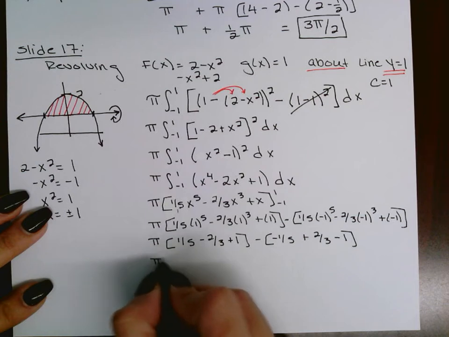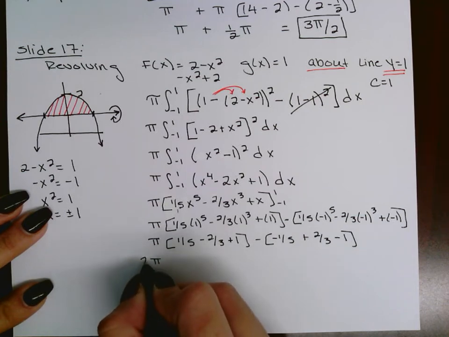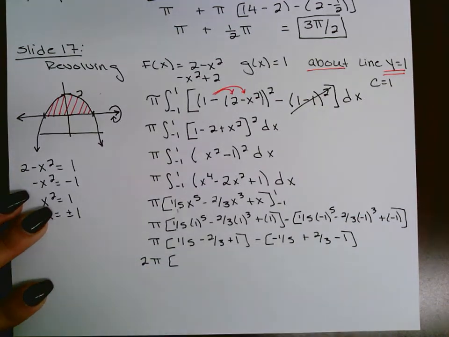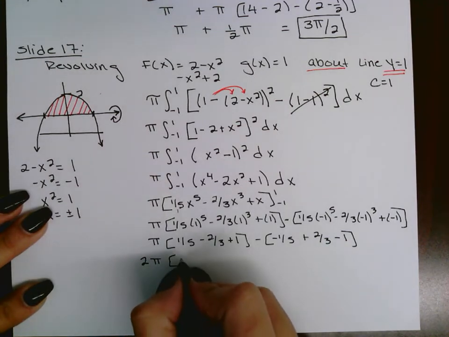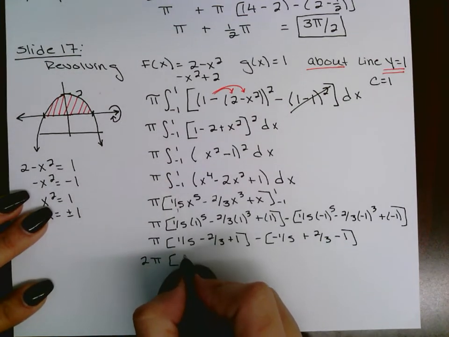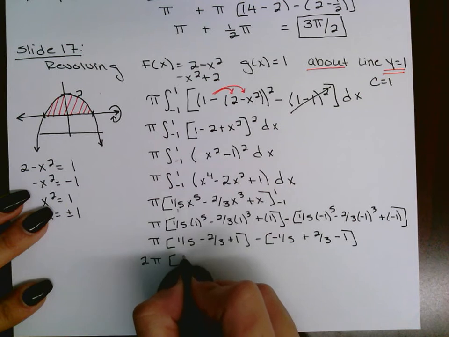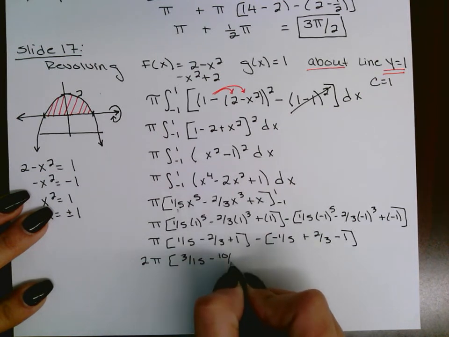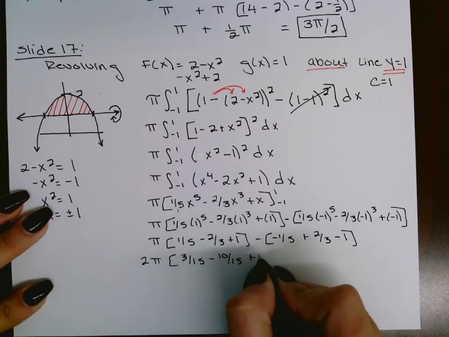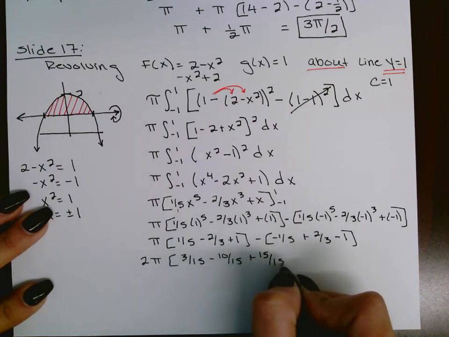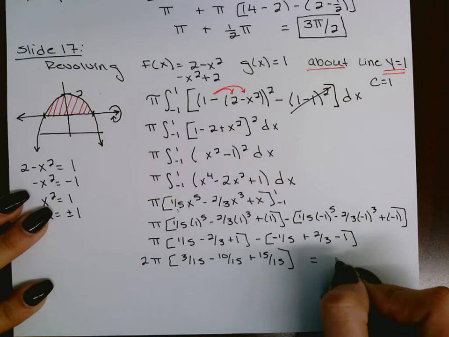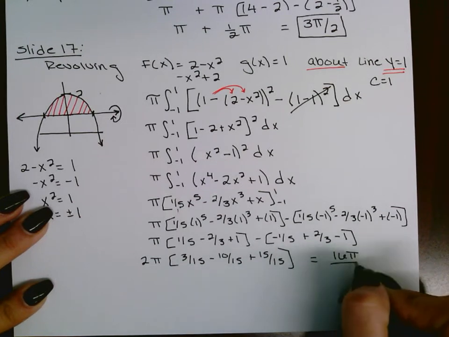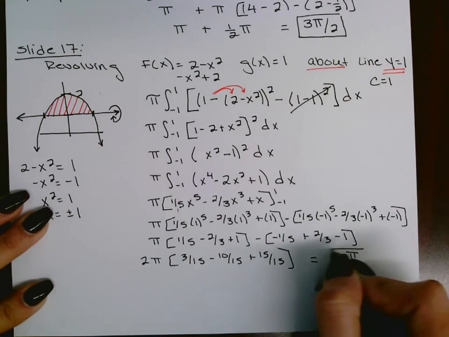Alright, if you get common denominator, I'm going to double it now just because you can see that they're going to add up together. You should get 16 pi over 15.